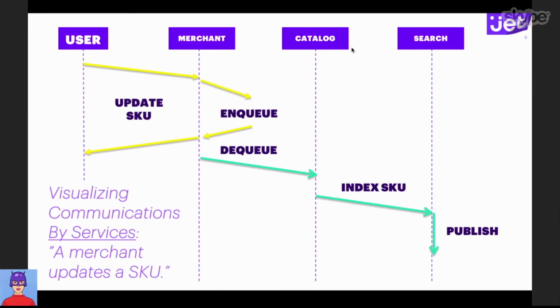So I could take that same flow and split it up in a visualization that looks something like this. Here I've drawn lines. These dotted lines represent different system domains. So we've got this synchronous update for updating a SKU, which enqueues and then dequeues asynchronously into some indexing layer, which then publishes to Elasticsearch. What you've seen that I've done here is you've noticed that I've color-coded my arrows in 2 different colors.